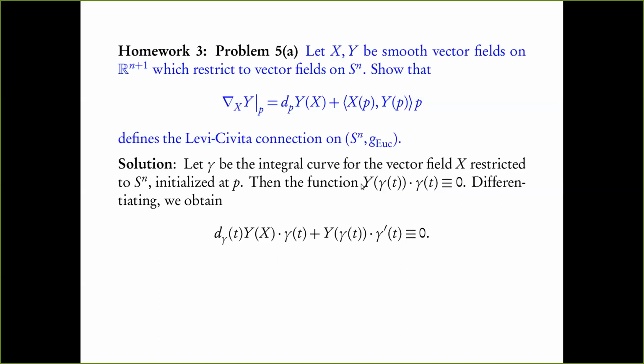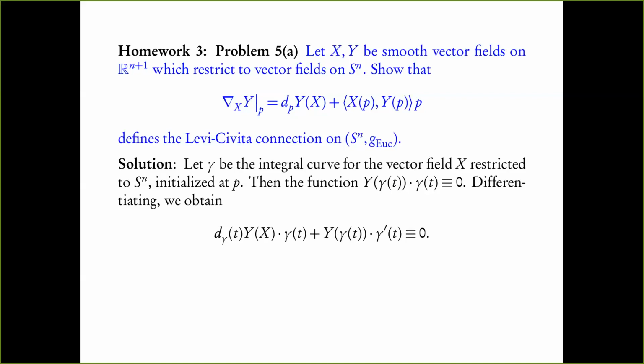Now, what is the derivative of this? This is where you have to use the chain rule. This is going to be dY at the point gamma t acting on gamma prime t. But gamma prime t is X of gamma t, because gamma was an integral curve for X, right? So that's why this thing appears. This t is going to go down. This is dY at the point gamma t acting on X. So that's a vector dotted with the vector gamma t. The rest is Y of gamma t dotted with gamma prime t. So this is 0 because it's the derivative of the constant 0 function.